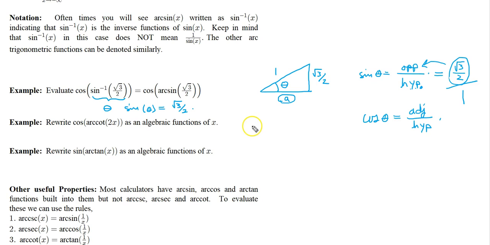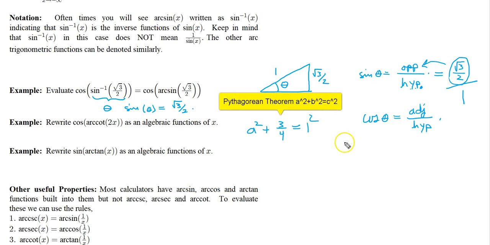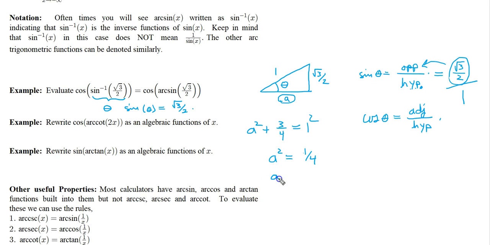Well, A squared plus √3/2 squared equals 1 squared. And so then we can use this to solve for A. A squared, of course, is going to be 1 minus 3/4, which is 1/4, and so A is going to be 1/2 right there. So that quantity right there is 1/2.